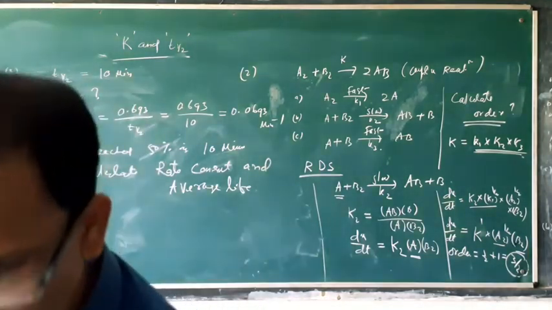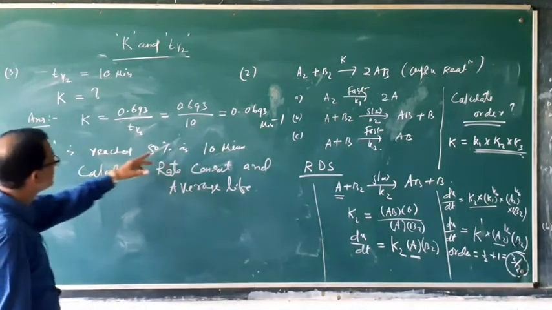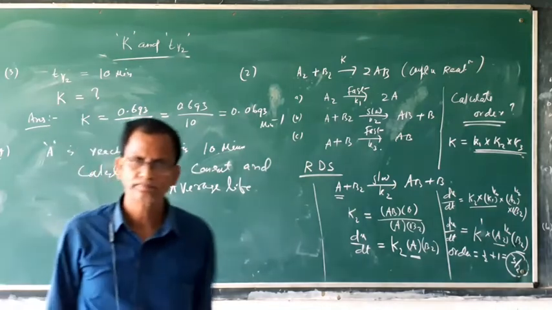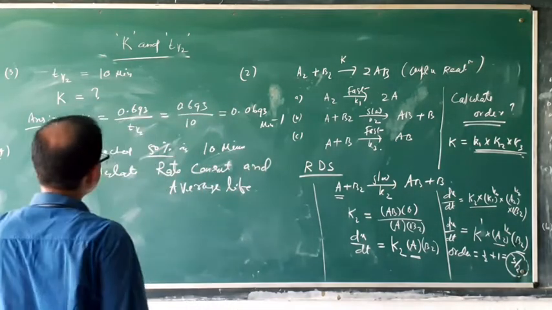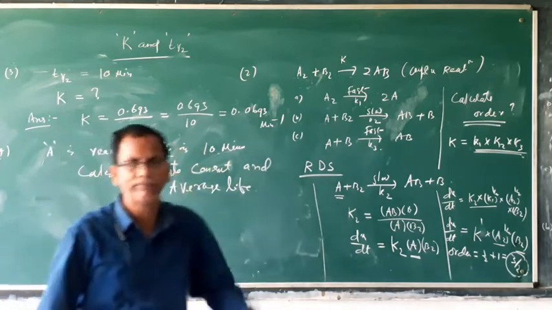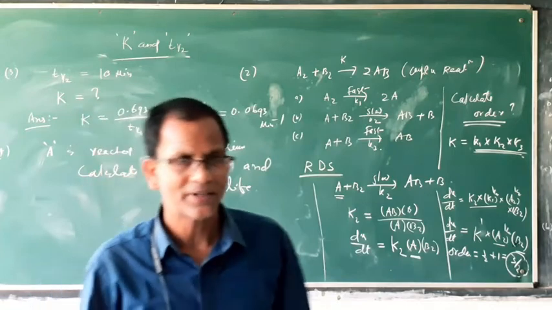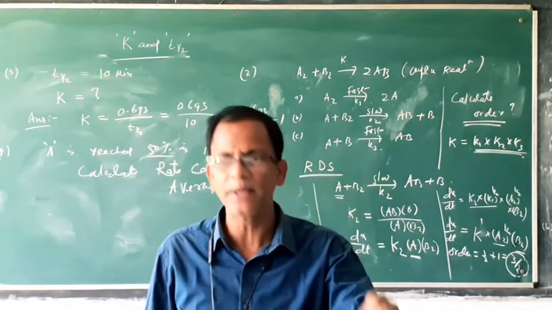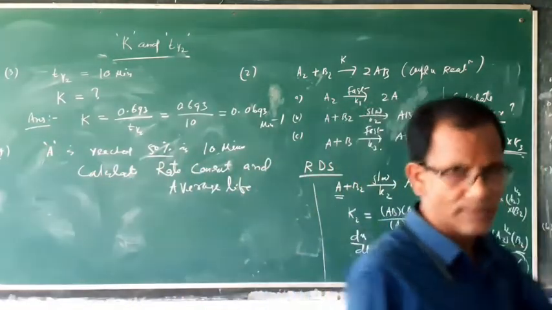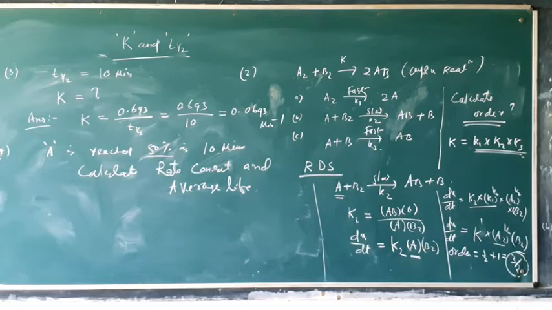Average life will calculate. First calculate K value. A is reacting 50% in 10 minutes. If A is reacting 50% in 10 minutes, what is that time? That time is half-life period. Because what is half-life period? The time taken for 50% reaction or 50% consumption, that time is called half-life period.